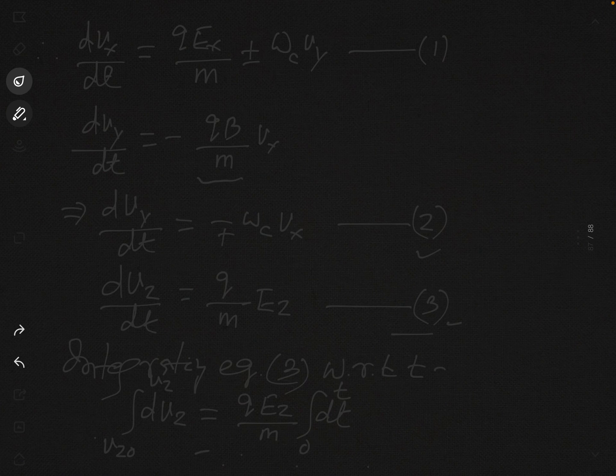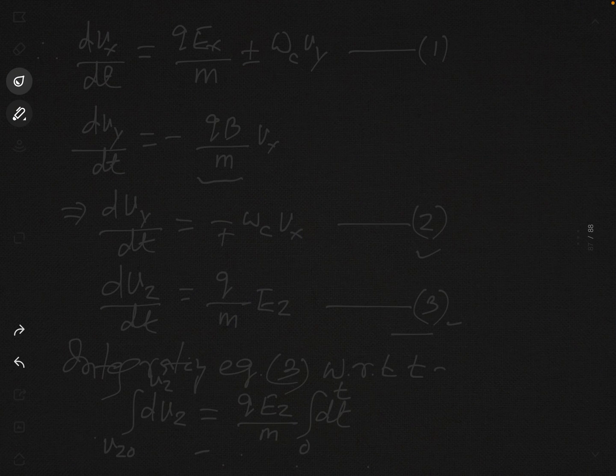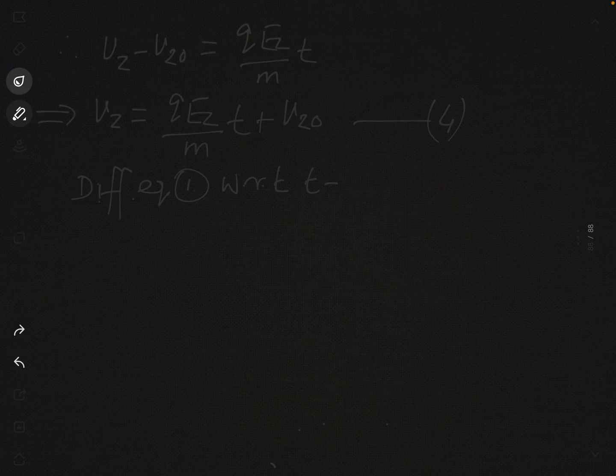Sorry, we have to differentiate equation 1 actually. So differentiate equation 1 with respect to time t. So you can see from equation 1, when we differentiate equation 1, this will be d2 Vx by dt square.